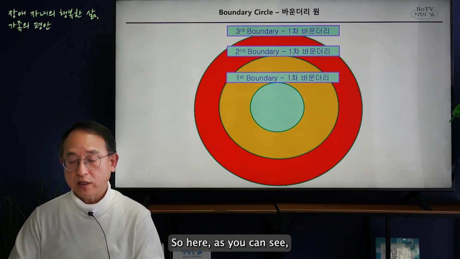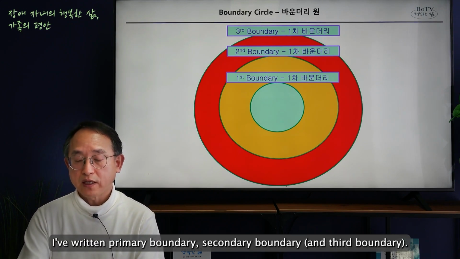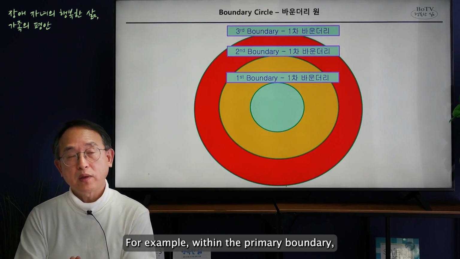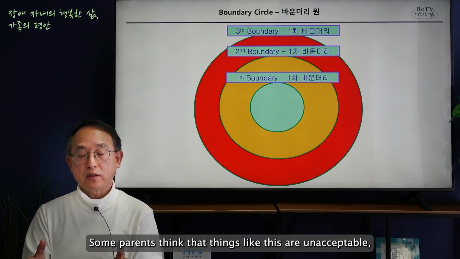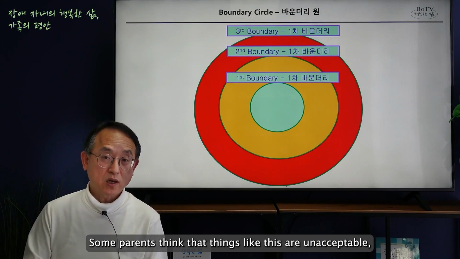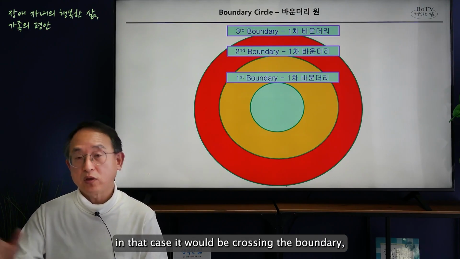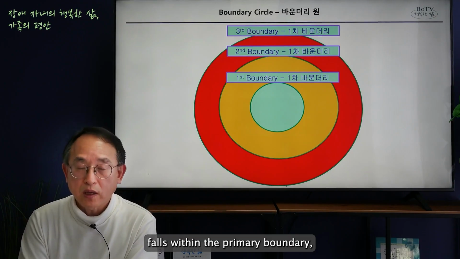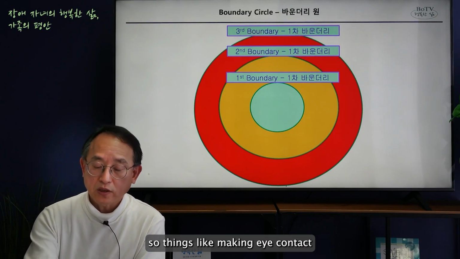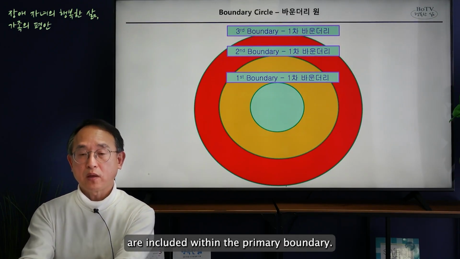So here, as you can see, I've written primary boundary, secondary boundary. For example, within the primary boundary, things like not making eye contact are included. Some parents think that things like this are unacceptable. But in that case, it would be crossing the boundary. Whereas something like not making eye contact falls within the primary boundary. So things like making eye contact are included within the primary boundary.